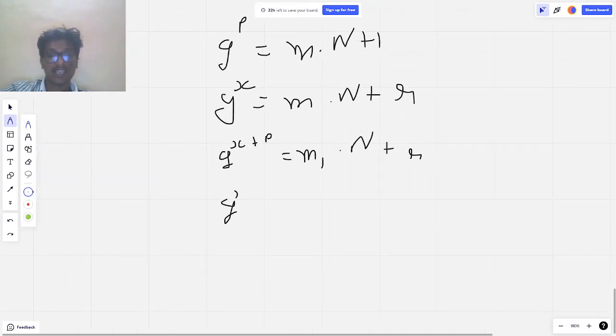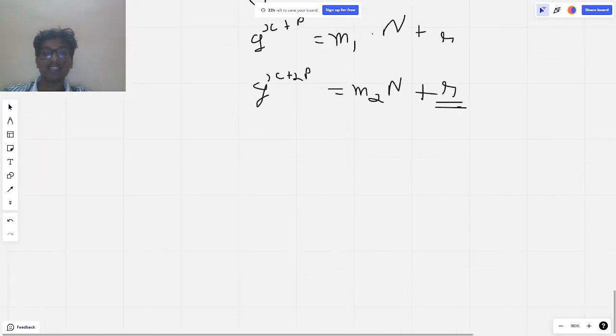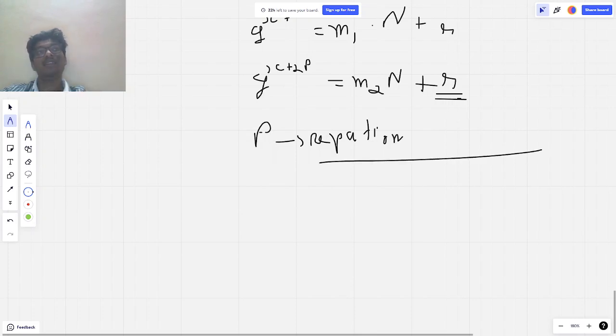g power x plus 2p also will be another multiple of n, but this r will remain the same. For any number you take, if you add or subtract any multiple of p to x, that multiple of n will change, but the r will remain the same. So from this we can glean that p has a repeating property, such that if we add it to the power of any number, the remainder will be the same across all numbers.